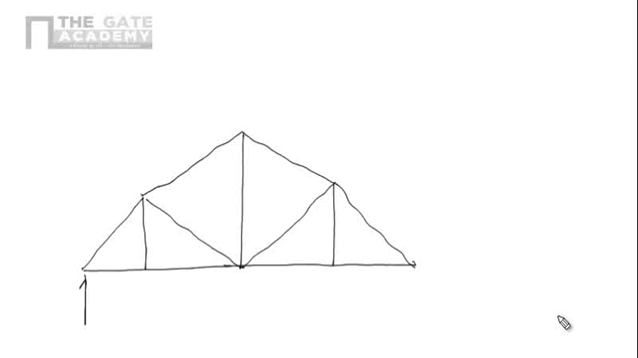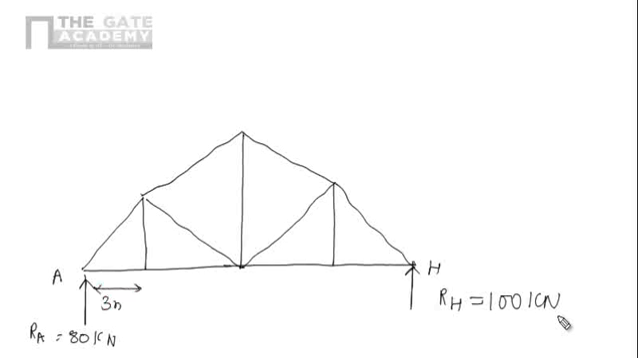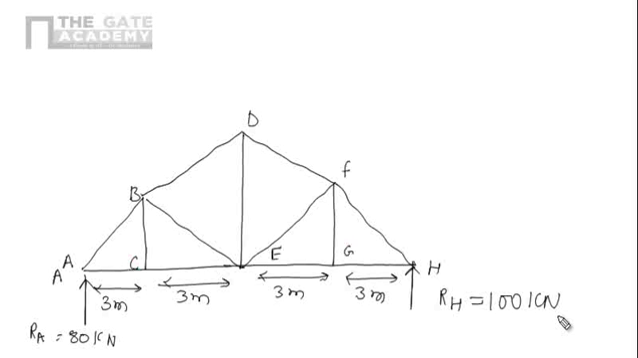So the simple support A, here H. We know the value of RH, that is 100 kilonewton. We know the value of RA, that is 80 kilonewton, and we know this distance is 3 meter. This one is also 3 meter, and this one is also 3 meter. And we know these points A, B, D, C, E, F, G, and H.